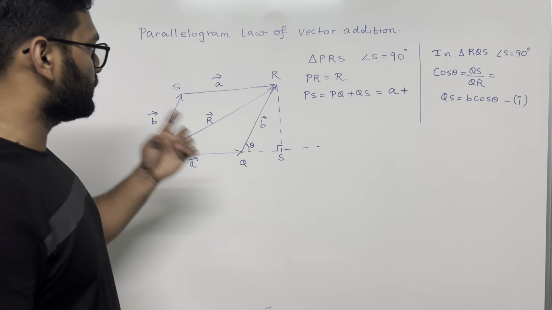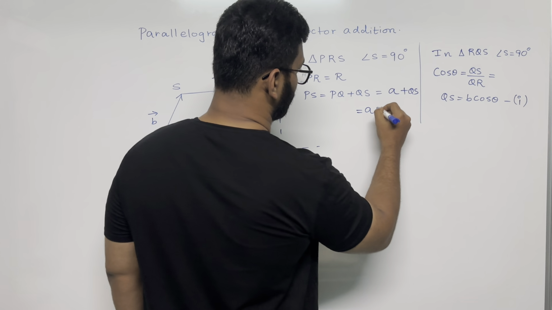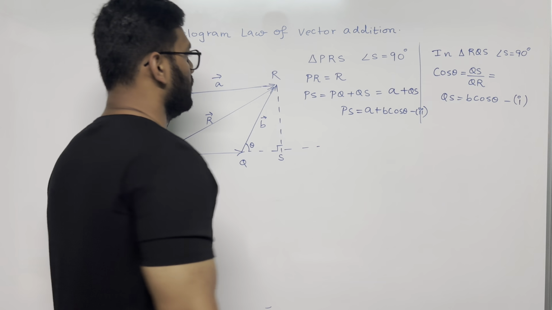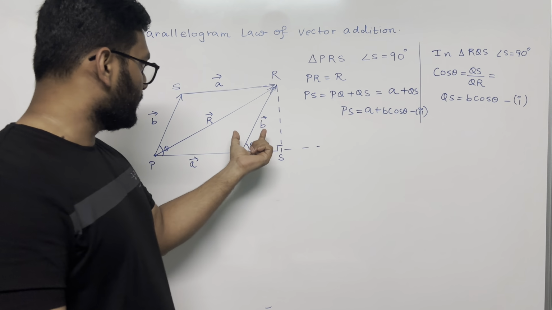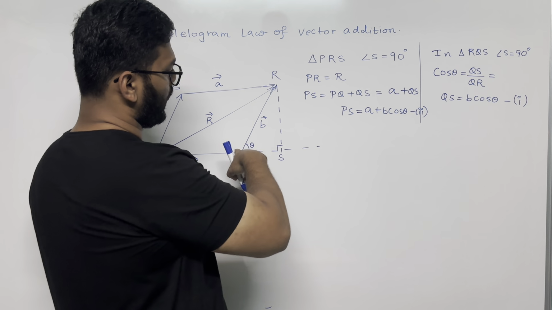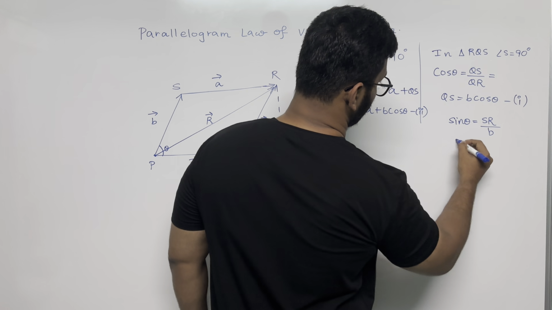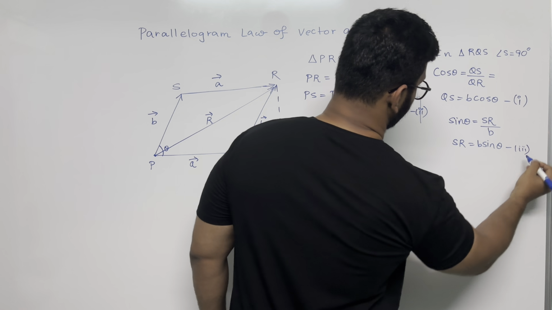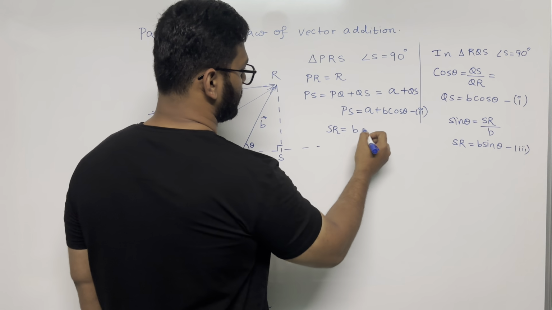Okay. Now PS is A plus QS. I don't know what is QS, but from here you can see it is A plus B cos theta. Let's call this my second equation. This is for PS. Now what is SR? I can again write in terms of B and theta the value of SR. So if I write sin theta is SR upon hypotenuse, which is B, so SR is equal to B sin theta. This is my third equation.